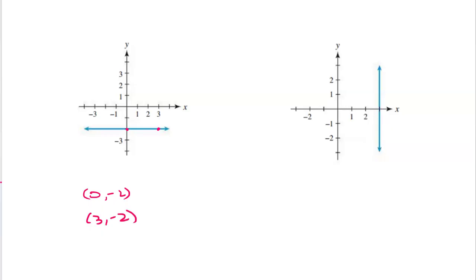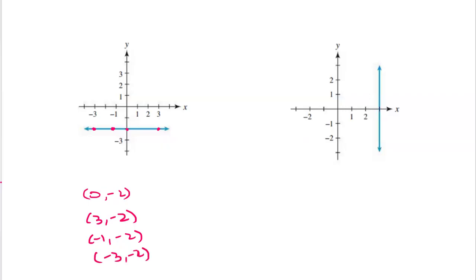Okay, give me another one. I'm trying to make a point here. No pun intended. Okay, -1, -2. Right, so that's right here. All right, give me one more. Okay, -3, -2.